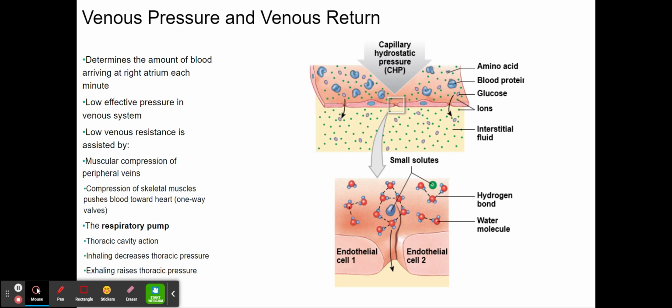As you exhale, your thoracic cavity decreases in size. Internal pressure then rises, forcing air out of your lungs and pushing venous blood to the right atrium. This mechanism is called the respiratory pump. Such pumping action becomes more important during heavy exercise, when respirations are deep and frequent.